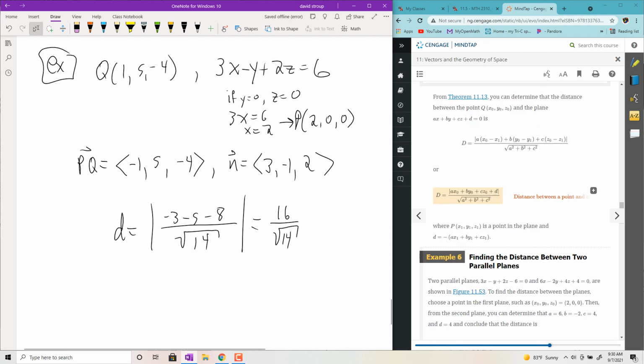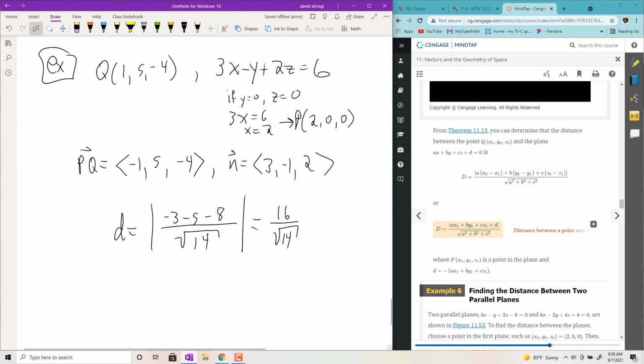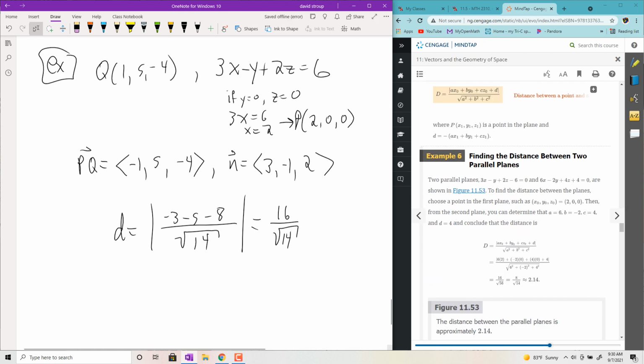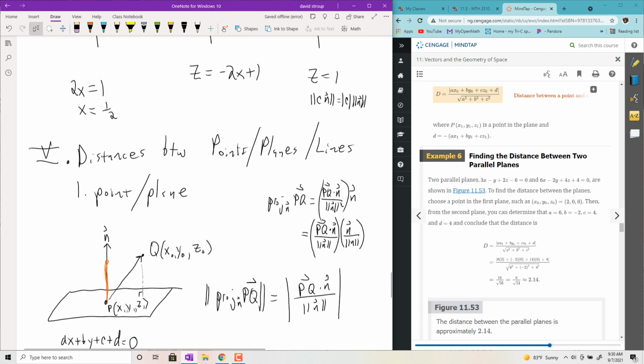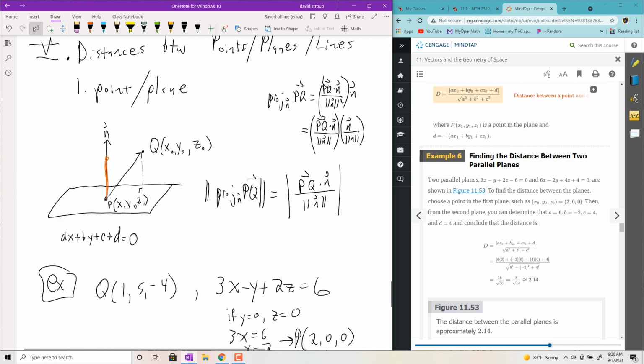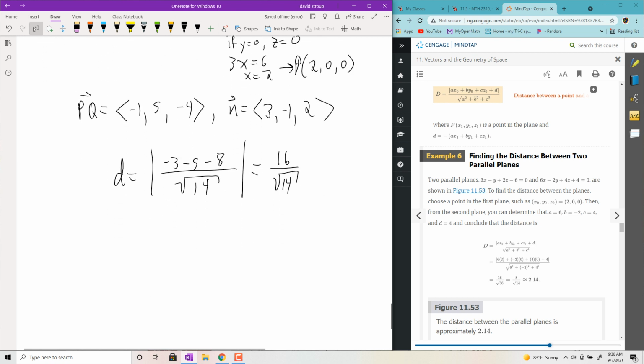They try to generalize it and give you a formula. I don't think that formula is very helpful, so I never use it. But there it is in the book. It's like, good luck memorizing that, you know. Anyways, we can kind of go from this kind of question to now finding the distance between two parallel planes.